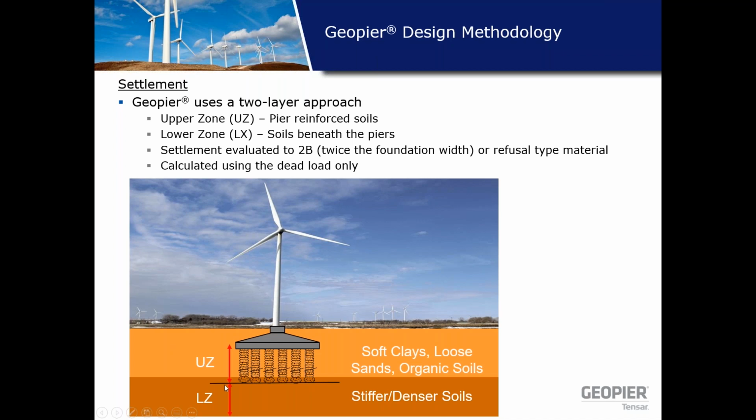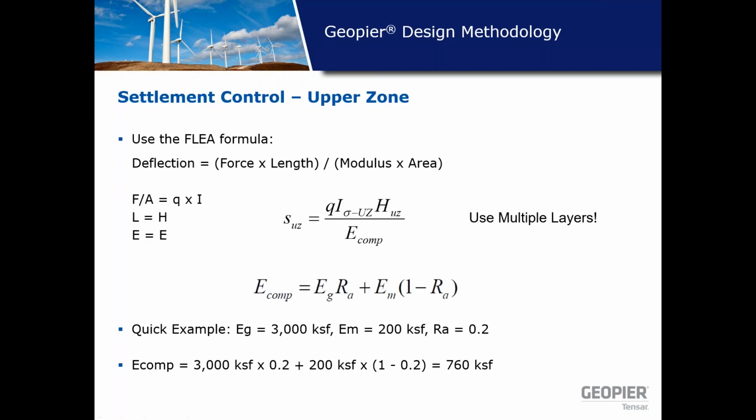We typically analyze settlement to a depth of 2B, which would be twice the foundation width, which is a normal standard practice, or we'll stop our analysis once we hit a refusal type material. And it should be worth noting that we use the dead load only when we calculate the settlement. So the settlement is calculated using what I was taught was called the Flea formula, and that is simply deflection equals the force times the length divided by the modulus times the area. So everyone who took a mechanics course probably recognizes that formula.